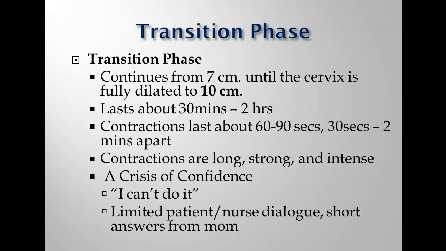This is a period of time we call a crisis of confidence. If you have a patient who's going natural without any kind of analgesic or anesthesia on board, this is the part where they're feeling the most intense contractions, and this is the time where they usually either panic or feel like they need to give up because it's so uncomfortable at this point. So this is called the crisis of confidence. There's limited patient-nurse dialogue, and you'll get very short answers from mom or none at all because she's very self-focused at this time.